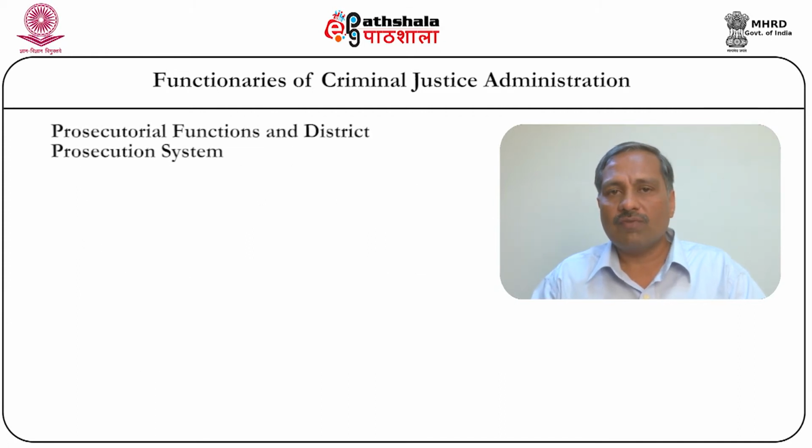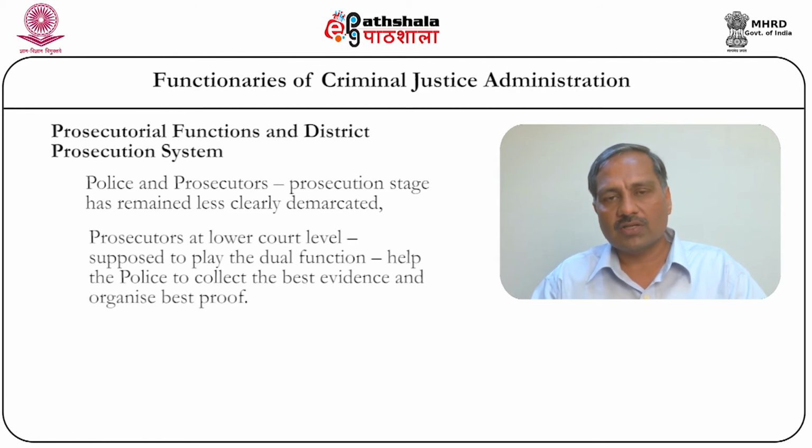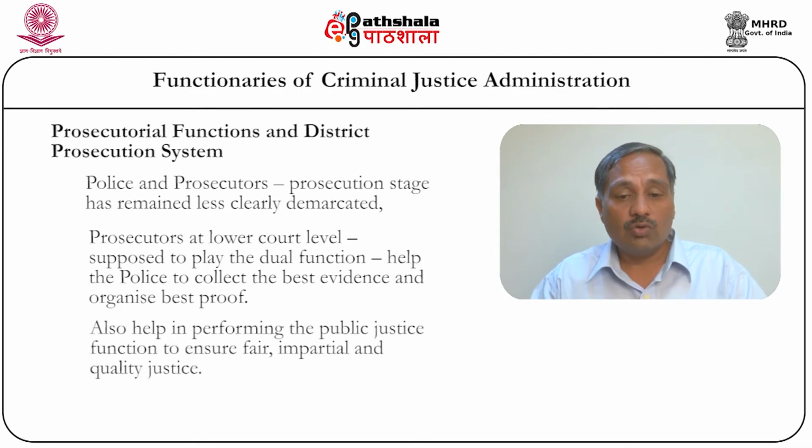The next category of functionaries would be the prosecutors, and we have the district prosecution system. The police and the prosecutors essentially are functioning in the same direction. However, the roles as such are less clearly demarcated. You find that the prosecutors at the lower court level are supposed to be functioning at a dual level. One, they must help the police collect the best evidence and also organize the best proof. But at the other end, you have the prosecutor who is supposed to be performing a public justice function to ensure fair, impartial and quality justice. Sometimes this seems to be at odds.